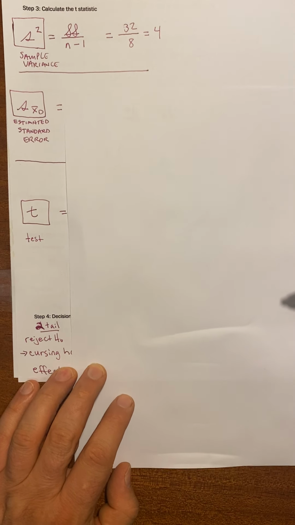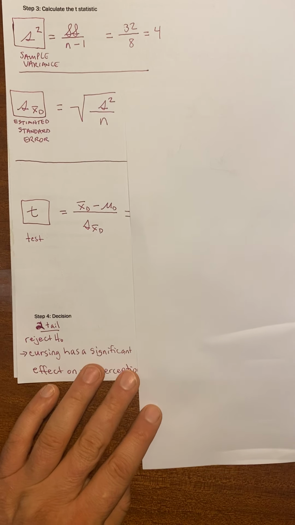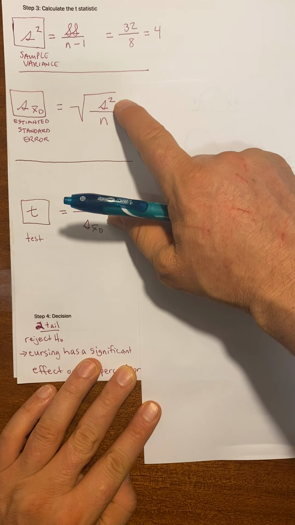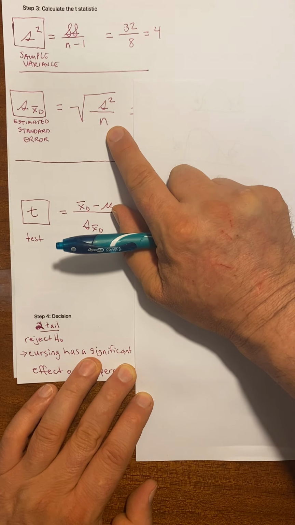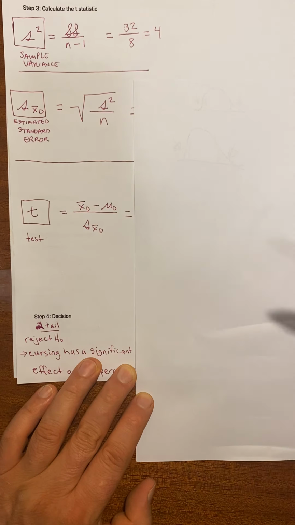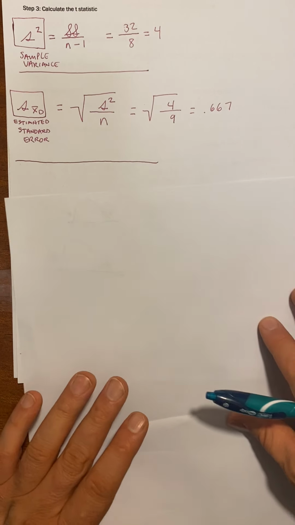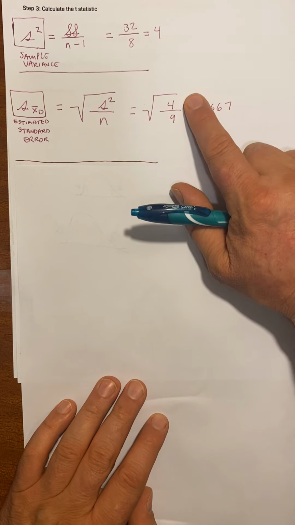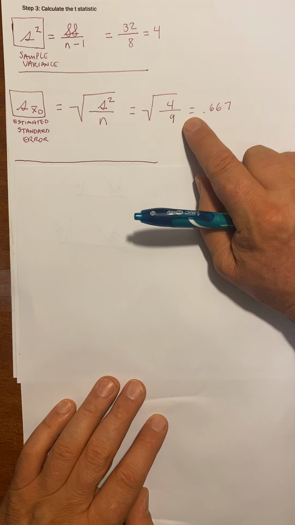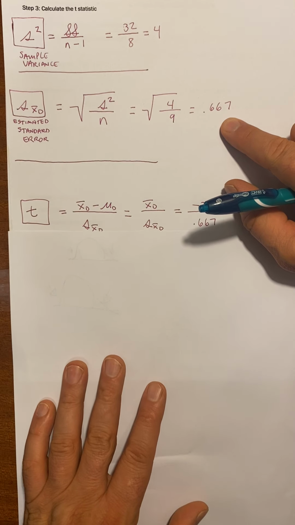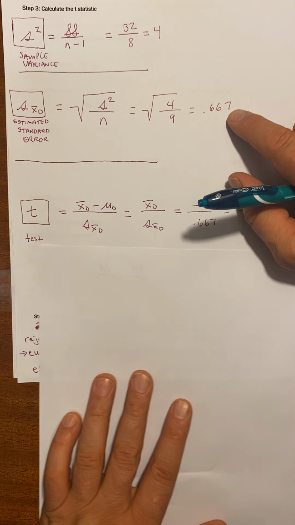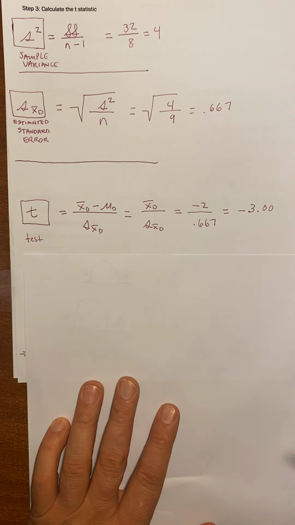From there, take that 4, we're going to use it as the numerator in our new equation, where the denominator is just going to be n, and both of those are going to be under the square root. So the equation becomes the square root of 4 divided by 9, and that gives us 0.667. From there, there is then the t equation.